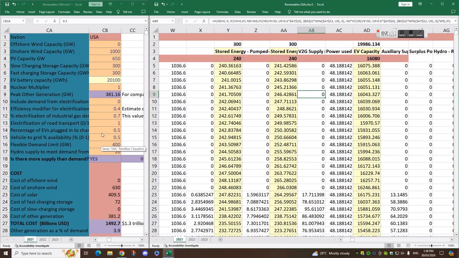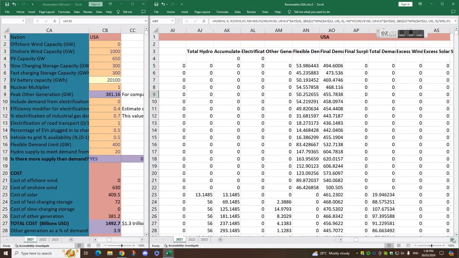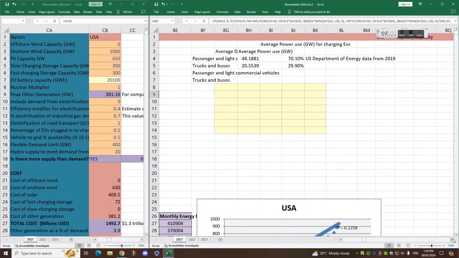Now, we want to know how many vehicles are being, first of all, what is the battery capacity of those vehicles? How can they be used as storage? Here I've got 20,000 gigawatt hours. That's a calculation. You do not put a value in there. That's a yellow cell. You only put values into orange cells.